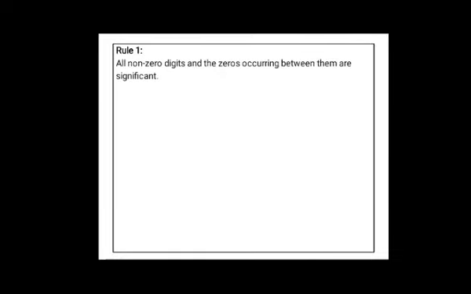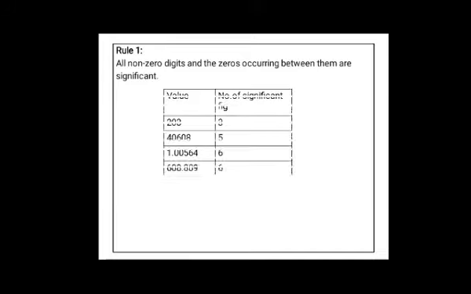First one, all non-zero digits and the zeros occurring between them are significant. Here one table I have taken, different examples are given there. Take first one, all non-zero digits and the zeros occurring between them are significant. So first example is 203. 0 is in between non-zero digits, that is 2 and 3. So in between 2 and 3, 0 is there. Now number of significant figures, if you want to check, all the 3 you have to take. So 3 is the number of significant figures.